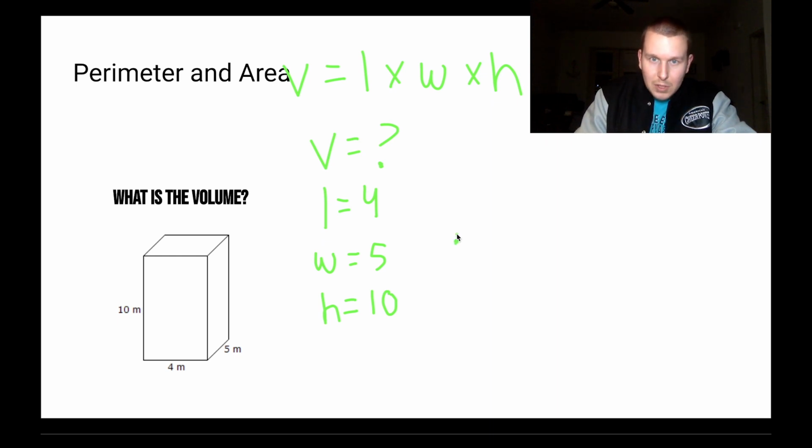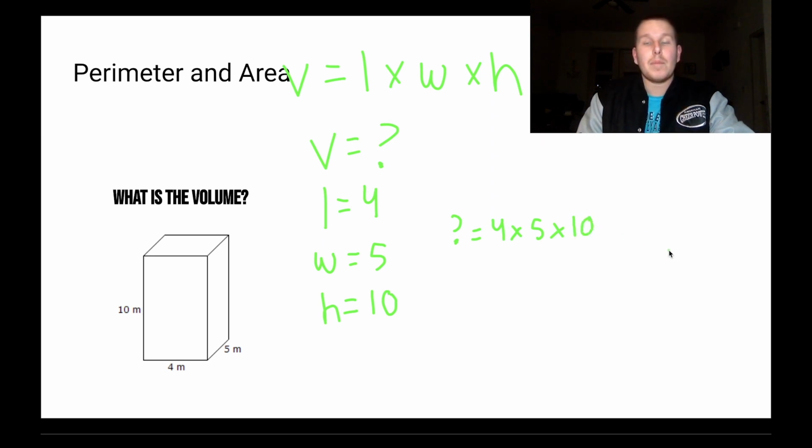So, question mark equals 4 times 5 times 10. Now, with PEMDAS, we do like to go from left to right, but if I really wanted to, since it's multiplication, I can go in any order I want. But I'm going to follow the rules of PEMDAS, okay? So, we've got 4 times 5, that's going to give us 20.